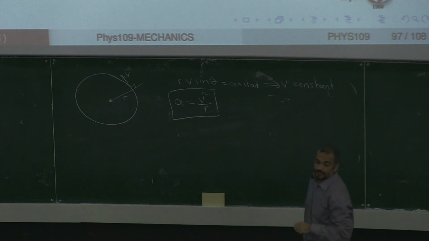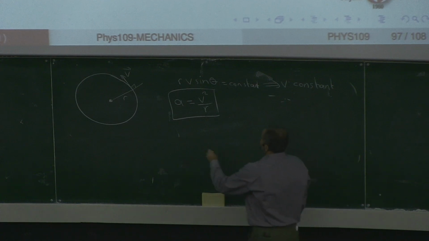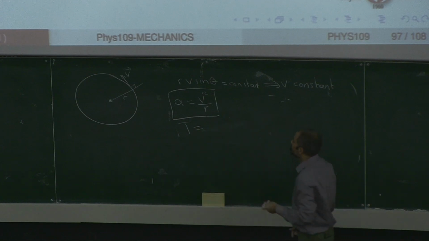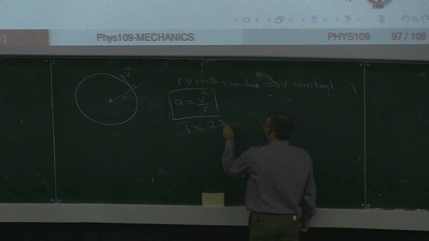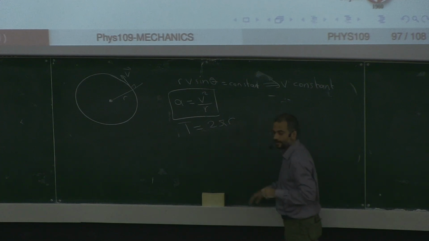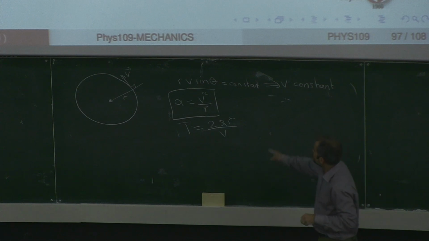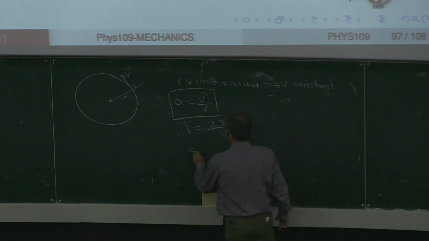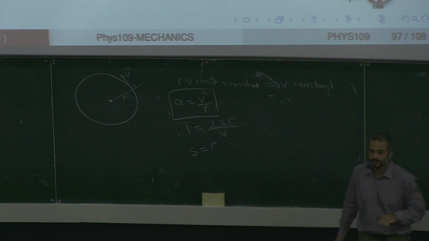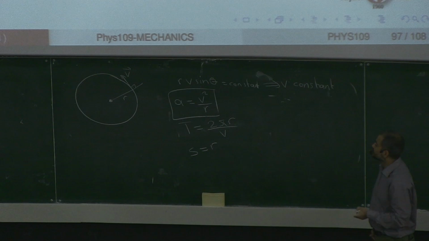Well, what does Kepler's law tell me? I need to express T. The time it takes to complete one full revolution: if it makes one full revolution, the distance it covers is 2 pi r. And the speed at which it covers this distance is v. So the period is 2 pi r over v. S is nothing but r. The semi-major axis, for a circle, is the radius. A circle is just a special ellipse in which the two focal points are at the same point.